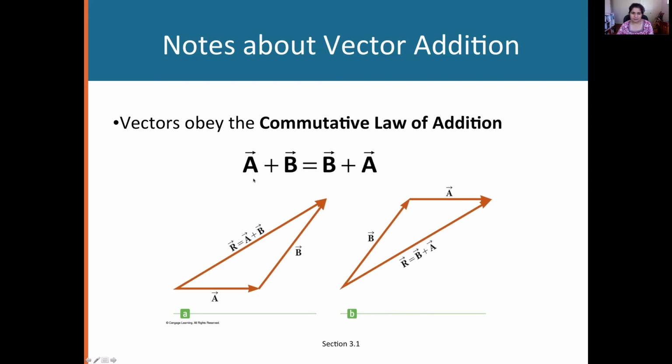Now we learned how to add vectors A and B, and due to the commutative law of addition, which applies to vectors, it doesn't matter whether you add vector B to A or you add vector A to B. So the order doesn't matter.